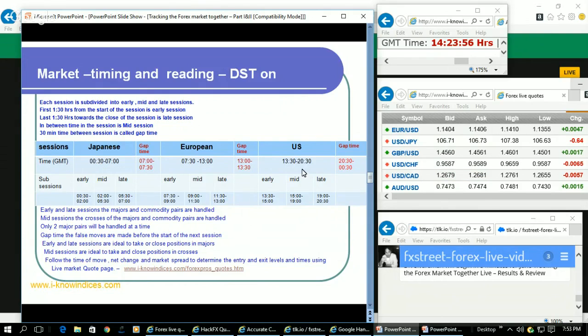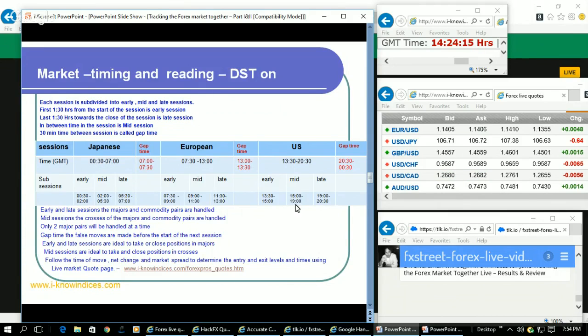Now in the US session, 13:30 to 15 GMT is the early session. Now we are around 14:30 GMT. If you carefully watch and try to take the position before 15:30 GMT, you can book profit by 19 to 20:30 GMT, and definite profit will be seen.